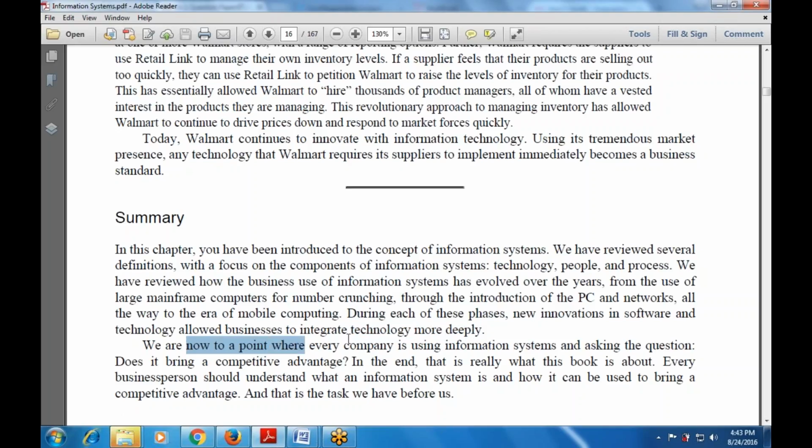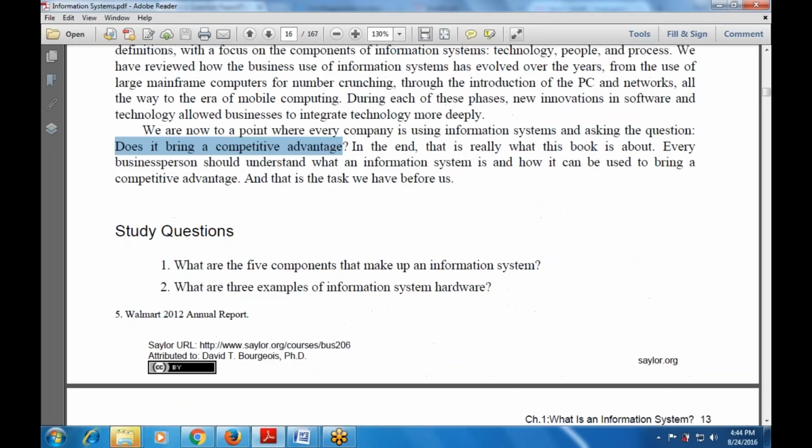And we are now at a point where every company is using the information system and asking the question, does it bring a competitive advantage? Whether it brings the competitive advantage or not.